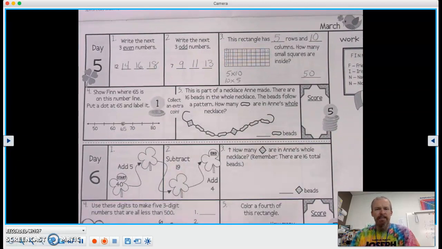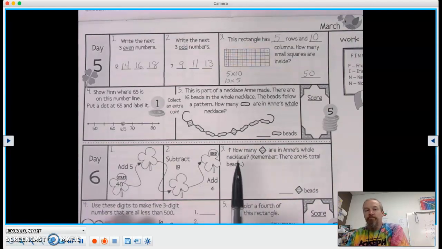This is part of a necklace Anne made. There are 16 beads in the whole necklace. The beads follow a pattern. How many noodles are in Anne's whole necklace?